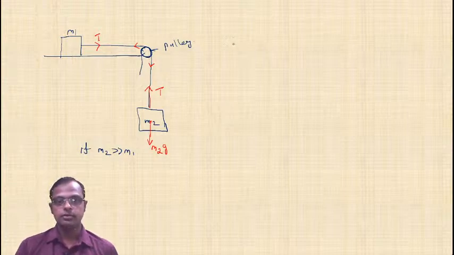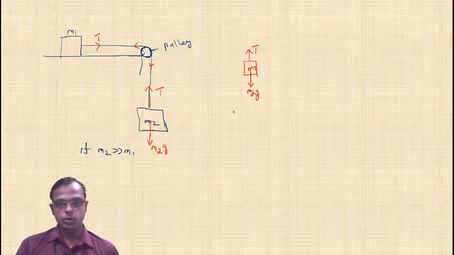For that, you have to consider the free body diagram. I am drawing the first diagram here for M2. On M2, there will be two forces acting, that is M2g and, in the upward direction, tension. As we already know, M2g is greater than tension. So what will happen here? M2 will now accelerate downward. Correct? So we can write Newton's second law here, F is equal to ma.